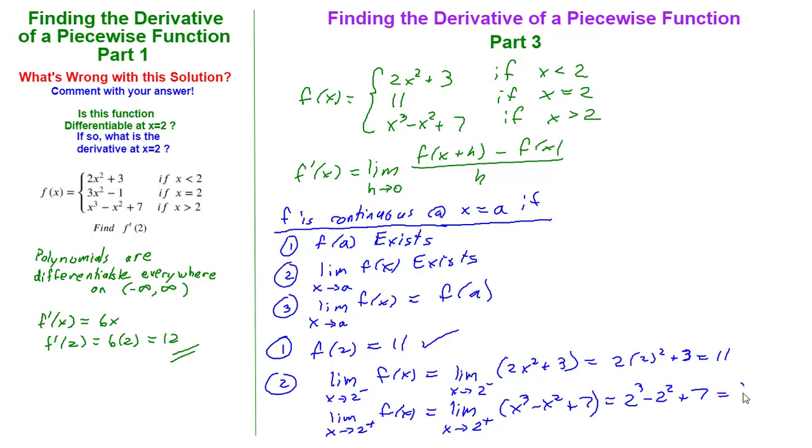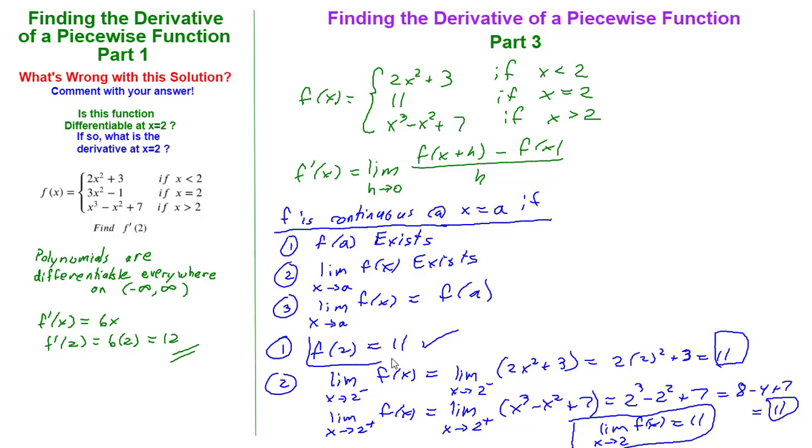So we have 8 minus 4 plus 7. That is also equal to 11. So from this we know that the limit as x approaches 2 is equal to 11, since both the limit from the left and the limit from the right equal 11. So we have the limit as x approaches 2 of this function is equal to 11.